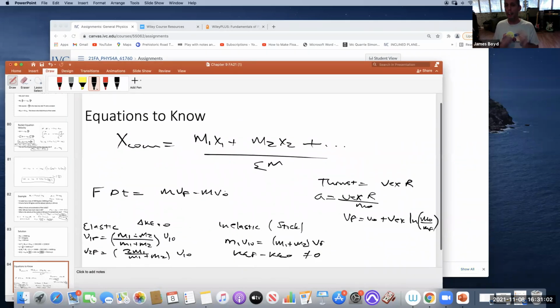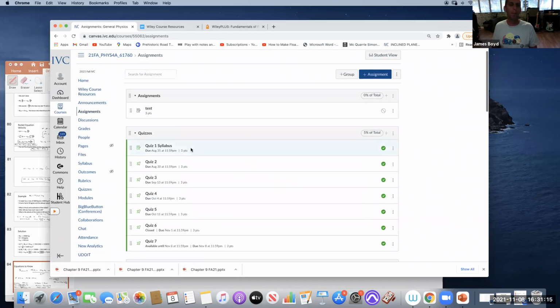Know inelastic and elastic. Make sure you know those two. You could have a rocket problem, probably won't, but I guarantee you will have some kind of impulse, momentum, elastic, and inelastic type problem.